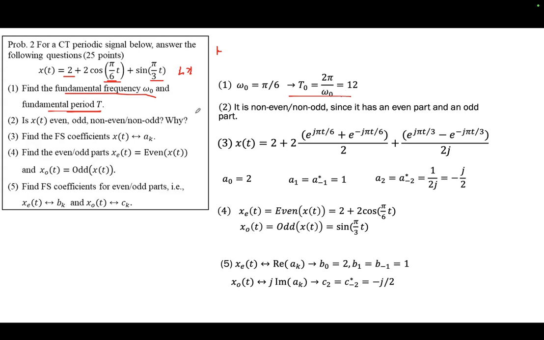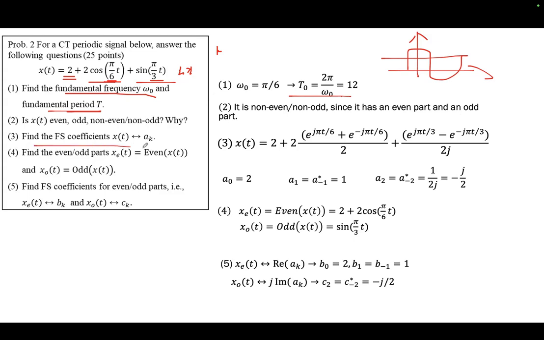Is it even, odd, or not even and not odd? Since this one is the even part, and this one is also an even part, because if you just draw every part, this is even, am I right? And this is also even, am I right? This is odd, am I right? So this one has an even part and also an odd part. So it is non-even, non-odd. That makes sense to you?